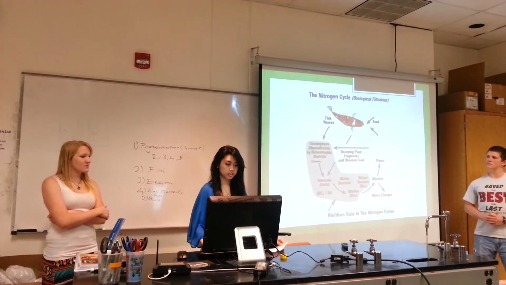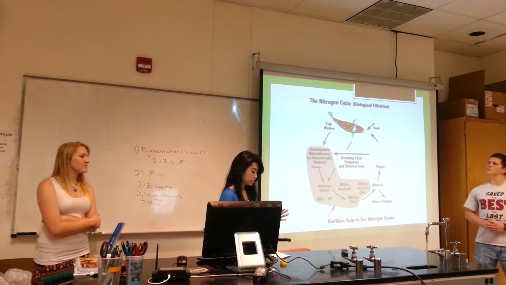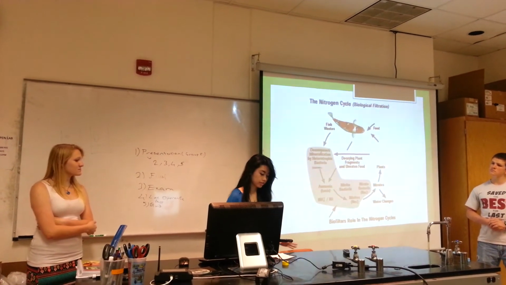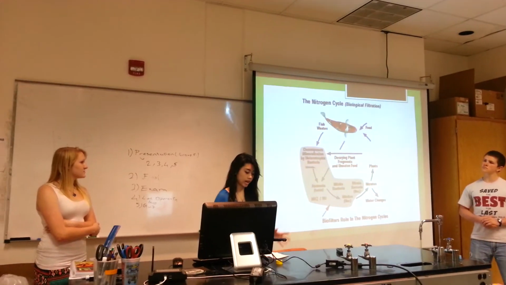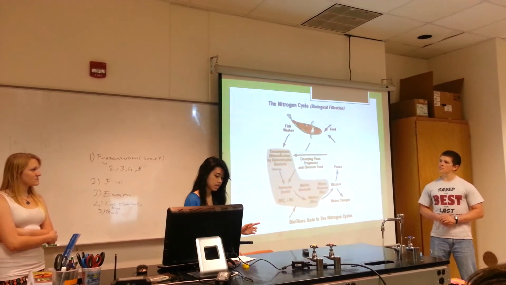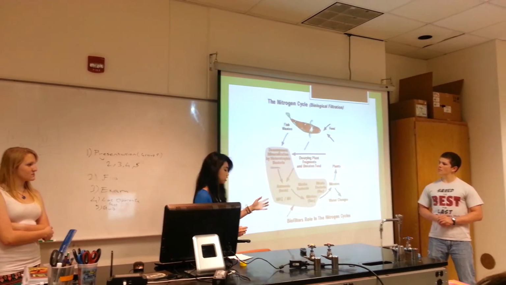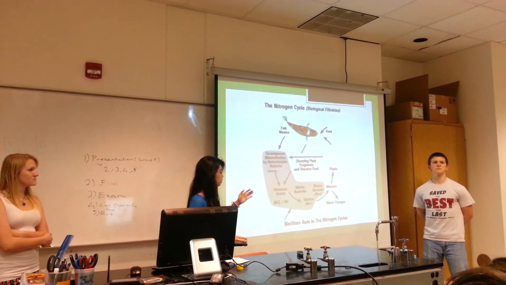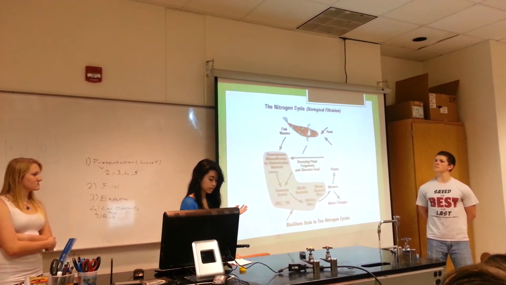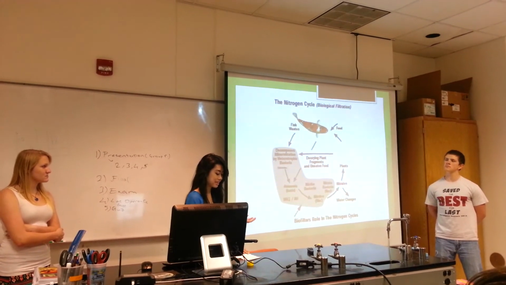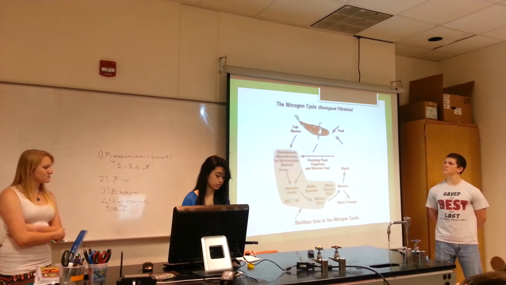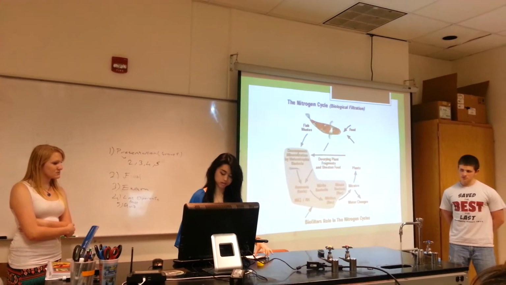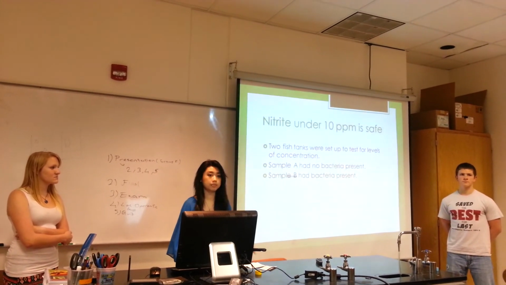For the discussion and conclusion, this is basically the nitrogen cycle. First, the fish eats the plants, and the fish waste is decomposed into organic substances, and then the bacteria nitrosomonas converts it into nitrite, which is toxic for the species of fish, and then the nitrosomonas has to convert it back to nitrite, and then it can release the nitrogen into the atmosphere, so that the cycle goes back again. And nitrite under 10 ppm is safe.